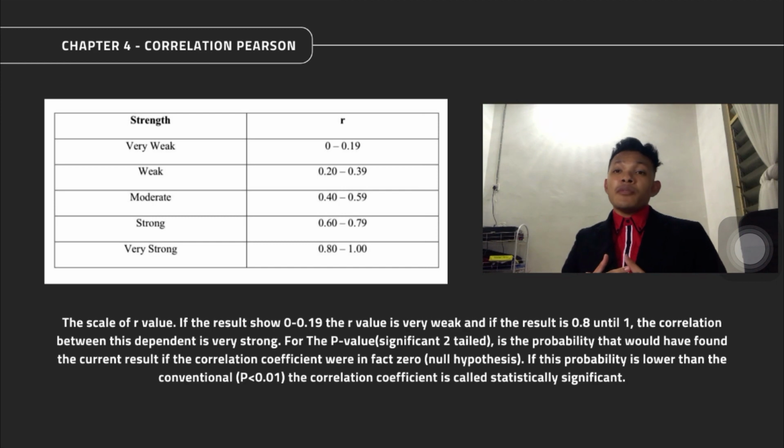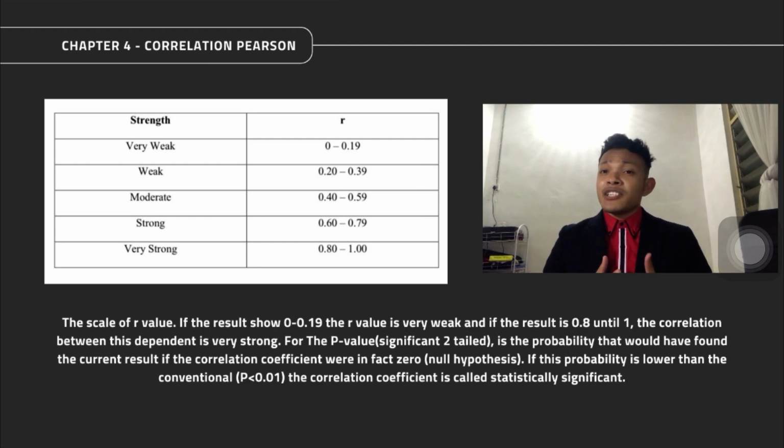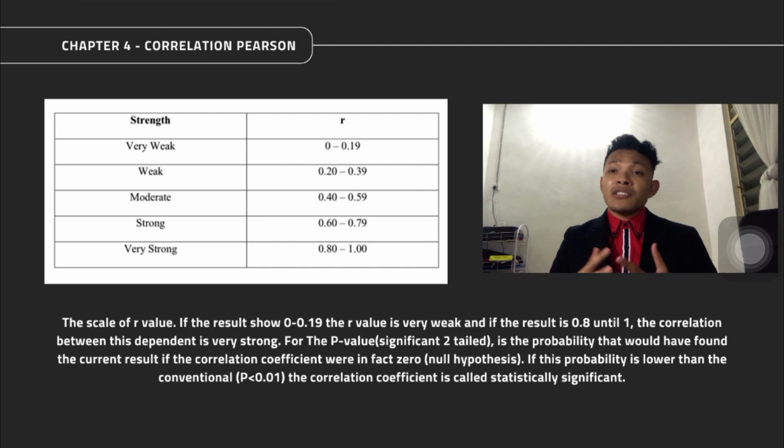In this part, to know about the correlation between independent variable and dependent variable, we will look at R value and value of P, or significance two-tailed. We can see at the table the scale of R value. If the result shows 0 until 0.19, the R value is very weak, and if the result is 0.8 until 1, the correlation between these variables is very strong. The P value is the probability that you would have found the current result in the correlation coefficient if the null hypothesis were true. If this probability is lower than the conventional 0.01, the correlation coefficient is called statistically significant.